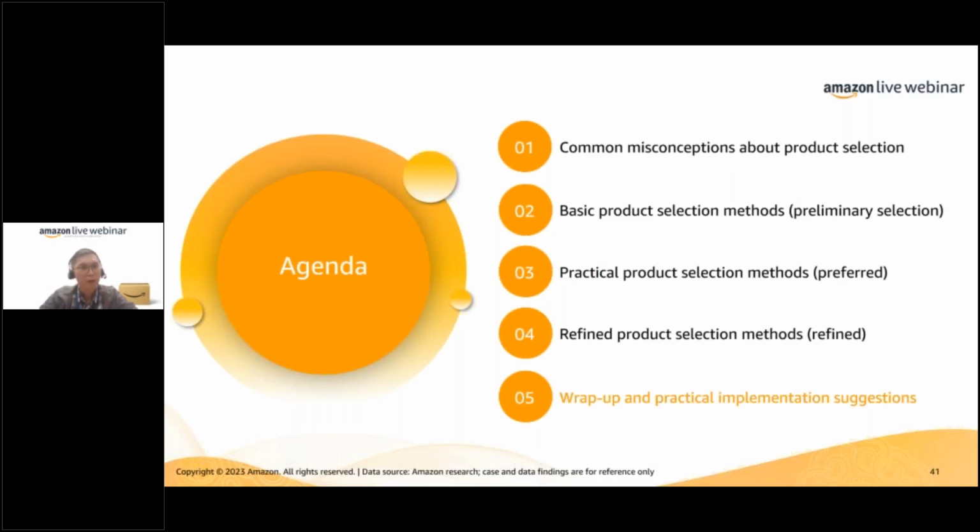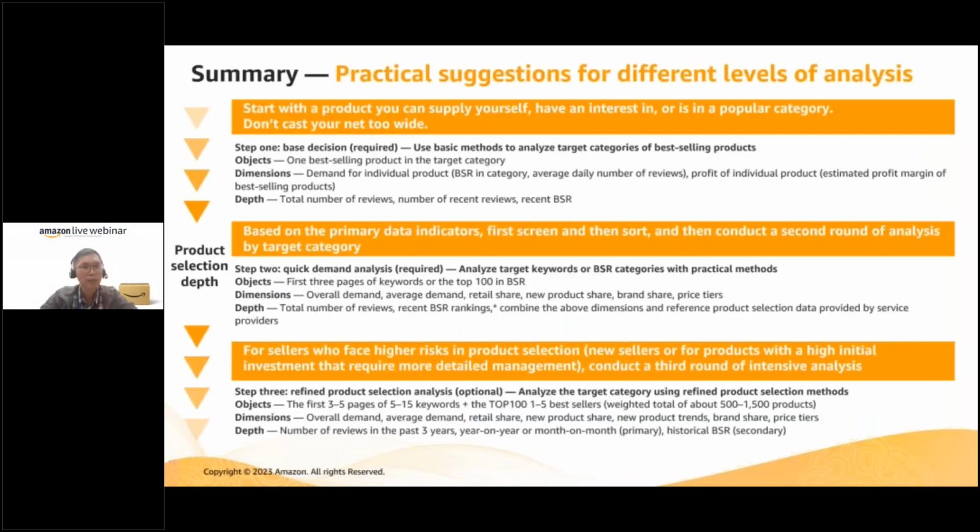All right, I'm going to do a quick wrap up on the practical implementation that we went through earlier. First of all, don't start with a product you can, or rather, start with a product you can supply yourself, have an interest in, or in a popular category, but don't cast your net too wide, right? So based on the primary data indicator, first you do a screen and then sort to conduct a second round of analysis by your target category.